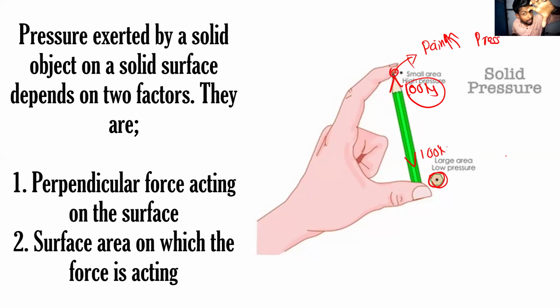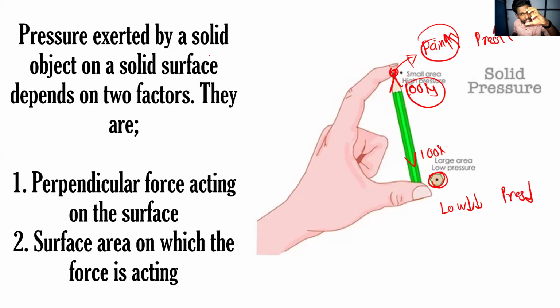Because we have this big area, along that area the force has been separated, dispersed. But here we have only a small surface area, so all the force has been concentrated. So here you will feel more pain because we have high pressure at this point. Here you feel lower pain because here we have low pressure. So I hope you have got the idea of the difference between force and pressure.